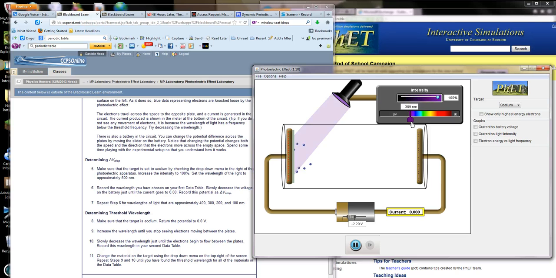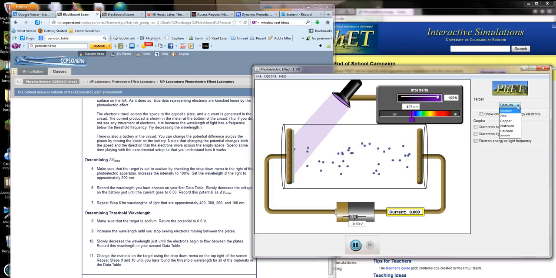When you start moving it down to the 400, you can see that the current will start again, and you just need to find out at what voltage that current becomes 0. In the case of 400, it's negative 0.8 volts. And you're just going to go through all of these different, I think they have you do 400, 300, 200, and 100. So that's basically how the first part of the lab goes.